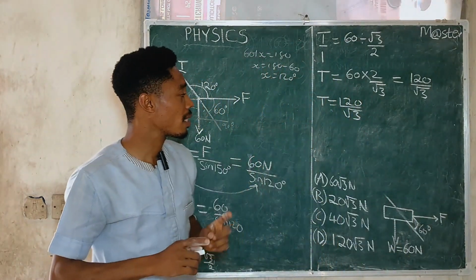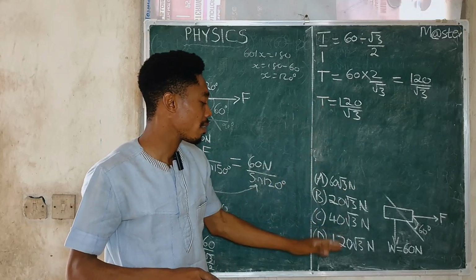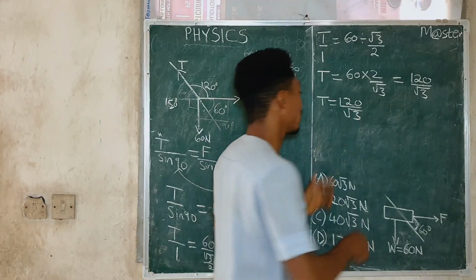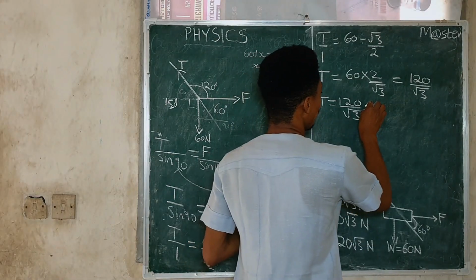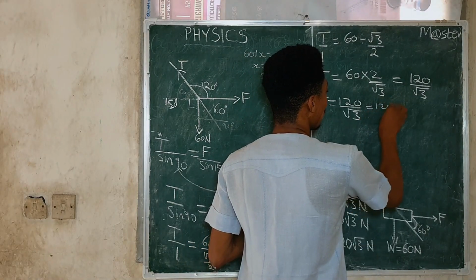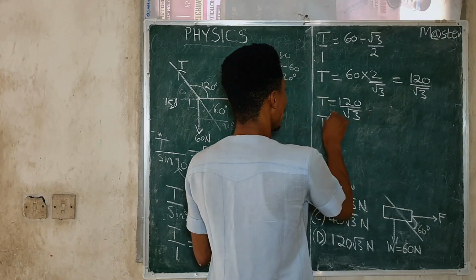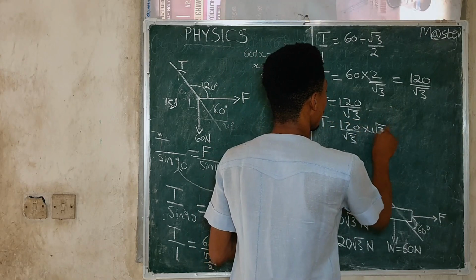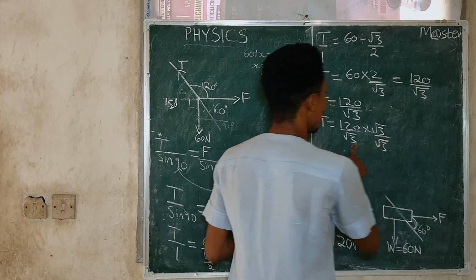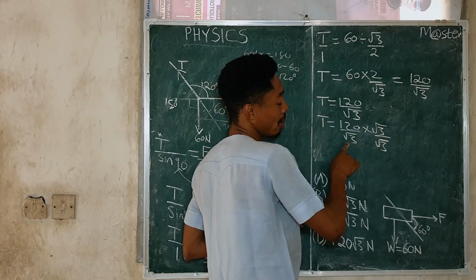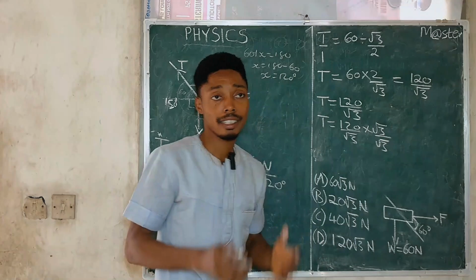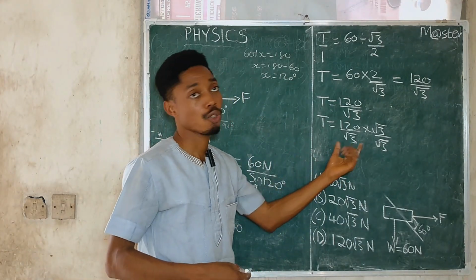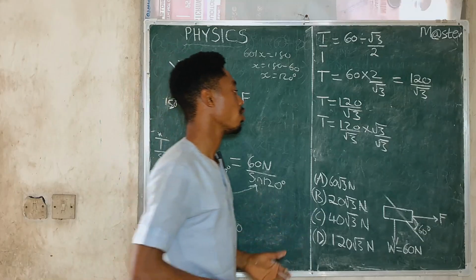But the little problem we have there is that the options we have are not represented in that form. So we are going to rationalize the denominator. By rationalization, this becomes 120. Therefore, T equals 120 all over root 3 times root 3 all over root 3. I'm multiplying the numerator and denominator by root 3 so I can rationalize the denominator. Rationalizing the denominator will end up removing the square root sign from the denominator.